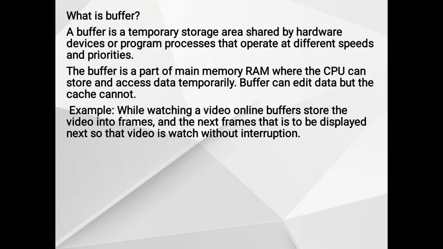So next we have is buffer. Buffer is also a temporary storage area. This is shared by hardware devices or program processes that operate at different speeds and priority. Buffer is a part of the main memory, that is the RAM, where the CPU can store and access data temporarily. Using the buffer you can edit data, but with cache you cannot.